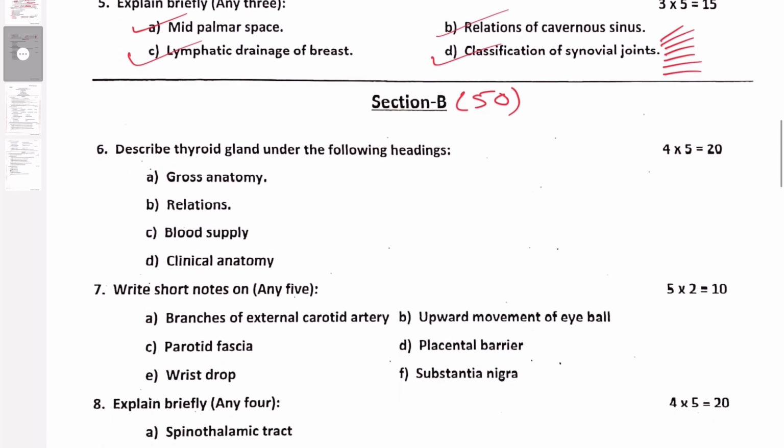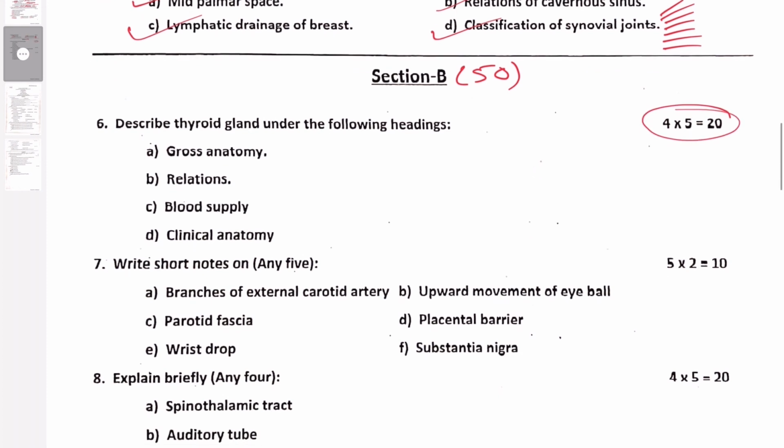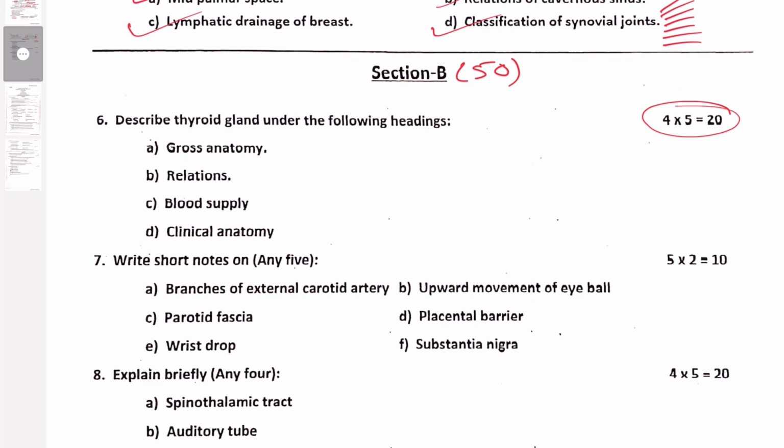Section B, here you have to describe the thyroid gland under the following headings. It was a big question. That's why I keep repeating, remember, you should follow the previous question papers. There are a few questions which generally come in long questions. So it's a 20-mark question. You have to write the gross anatomy of thyroid, relations, blood supply, and the clinical anatomy.